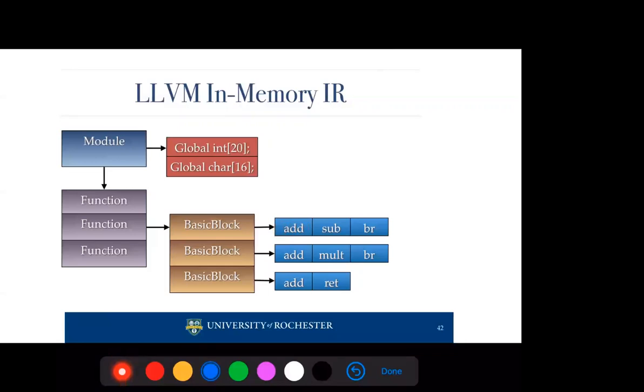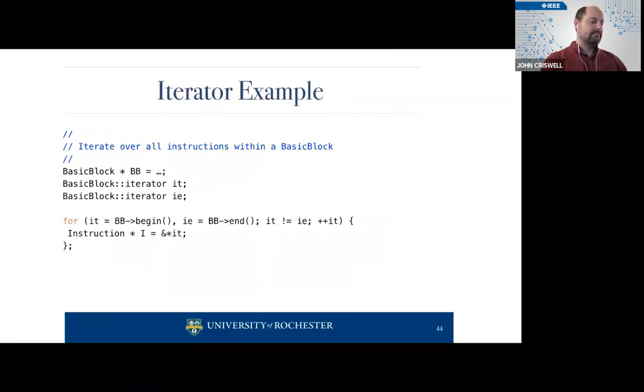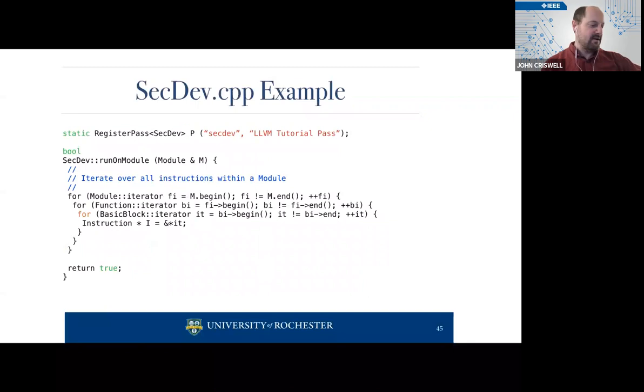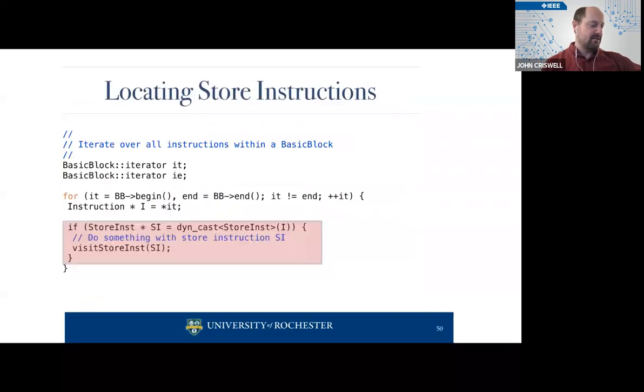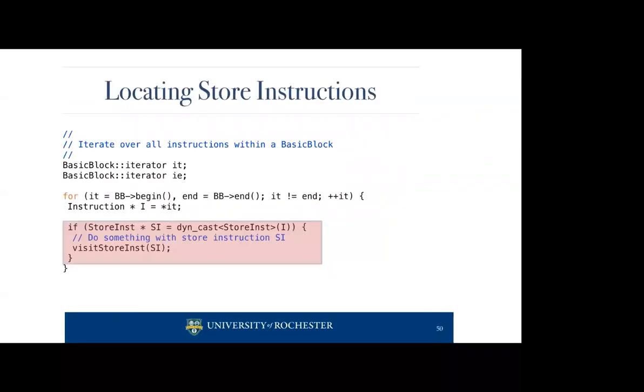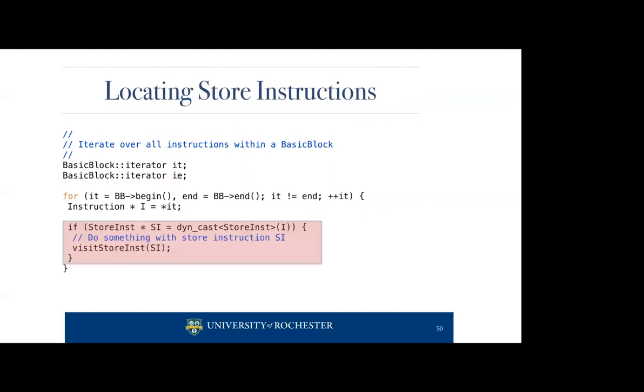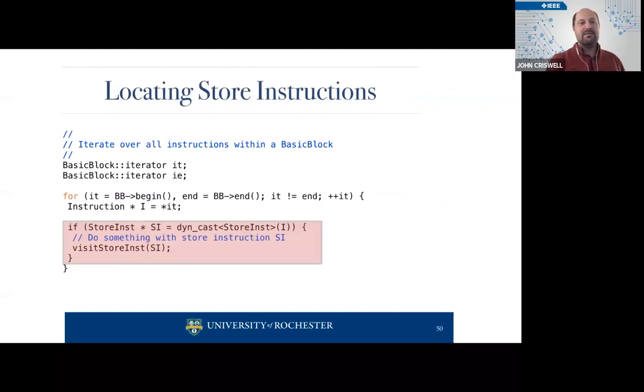Sorry, in the check on, I guess it's slide 44, why wouldn't you just say if I is a StoreInst? Let me pull up the example here. Right, because isa only returns a Boolean, so you'd still have to do the cast to get the pointer. dyn_cast does the isa and the cast all in one go, so it's more efficient.